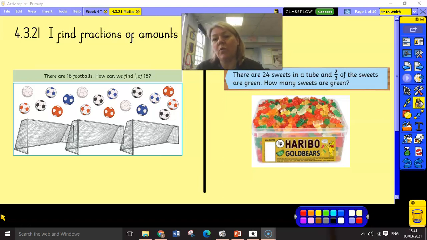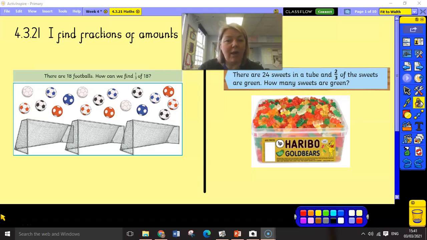The other side of the board, we've got a big tub of sweeties. There are 24 sweets in a tub, and 2/3 of the sweets are green. Now we want to find out how many sweets are actually green. So we don't want to know what fraction of the sweets are green. It tells us that there. It tells us that 2/3 are green. We want the amount that is green. We want to find out how many of those Haribo bears are green out of 24. Bar models will be your friend. Use them to help you. Pause now, and then we'll come back and have a look at how to solve. Off you go.